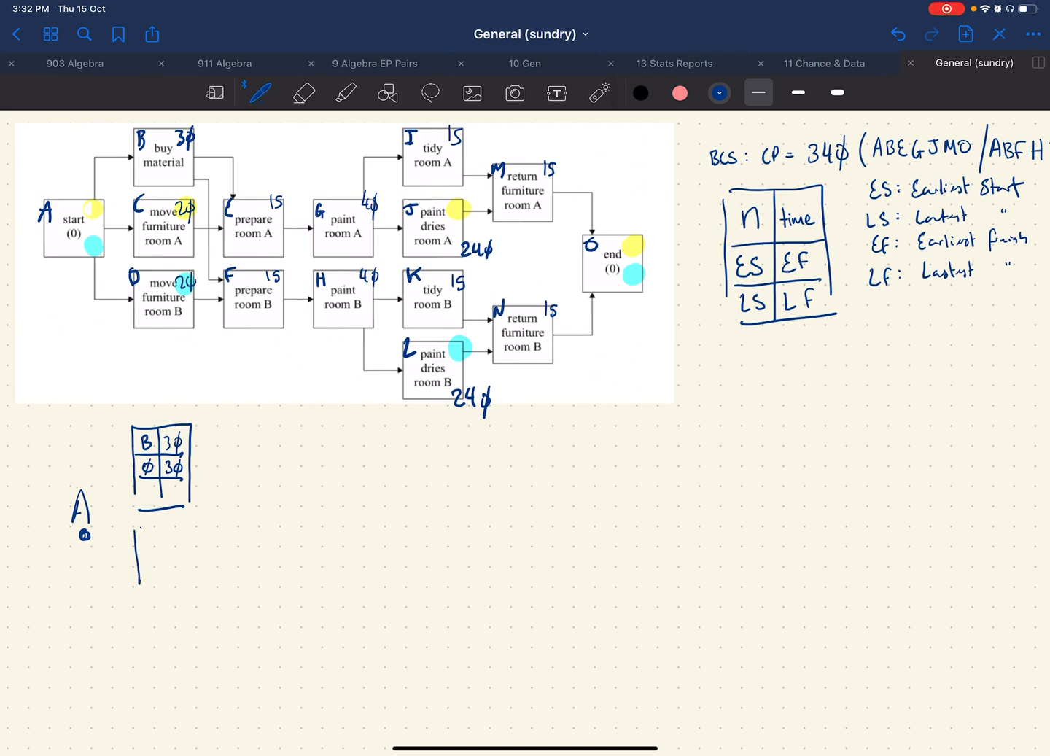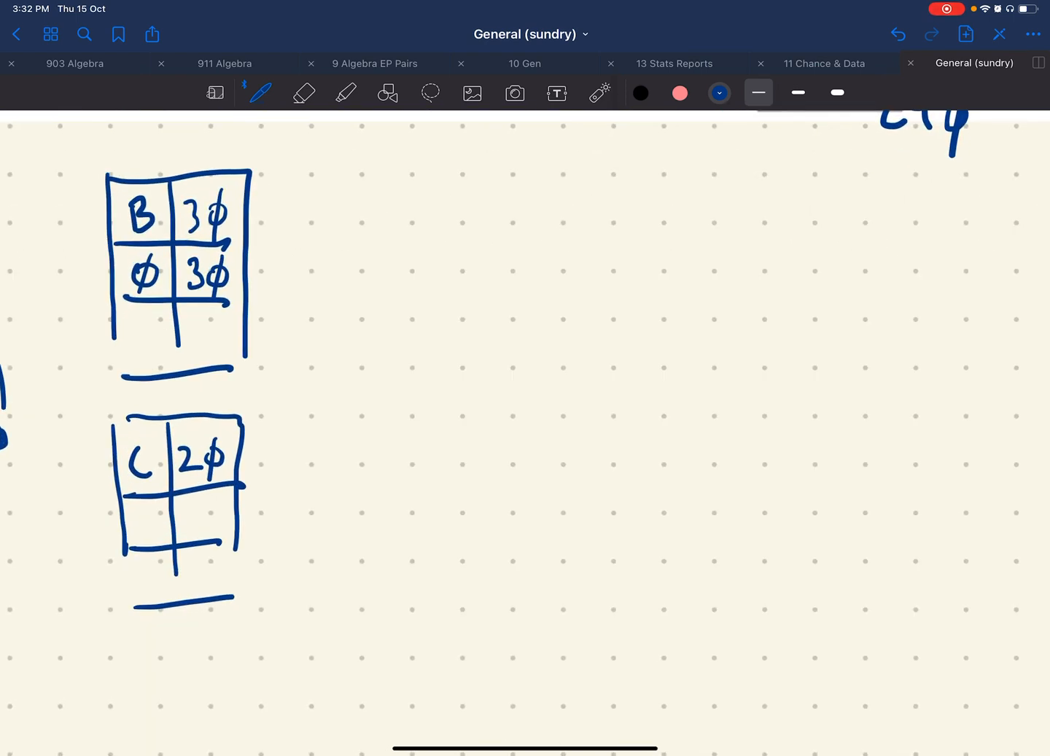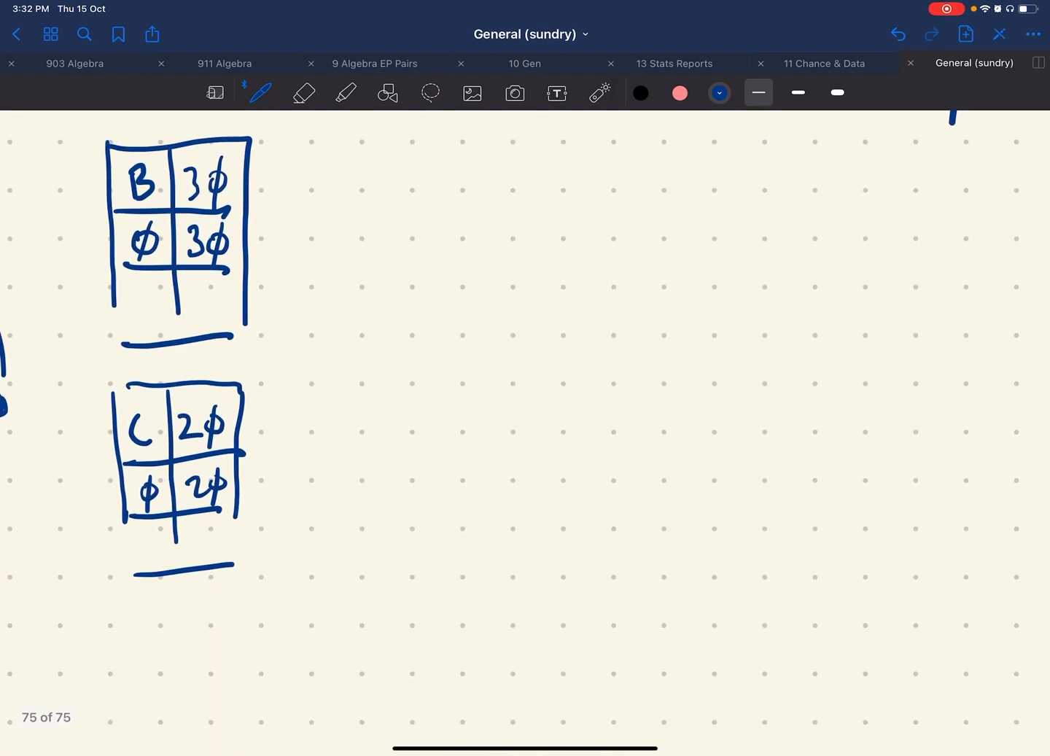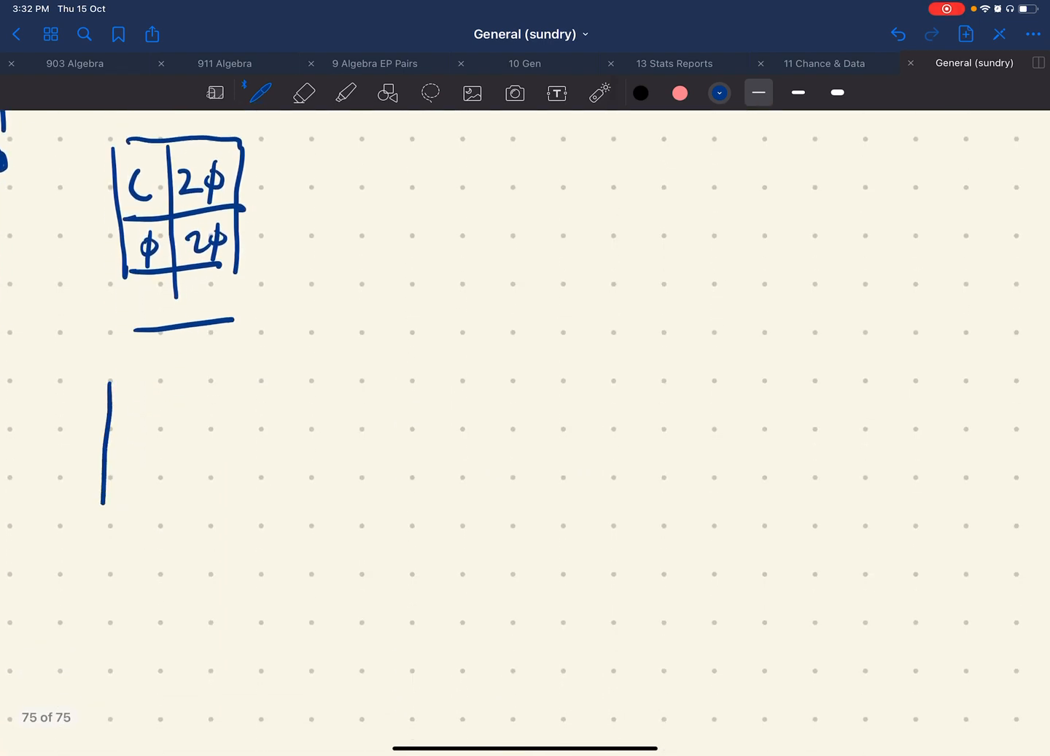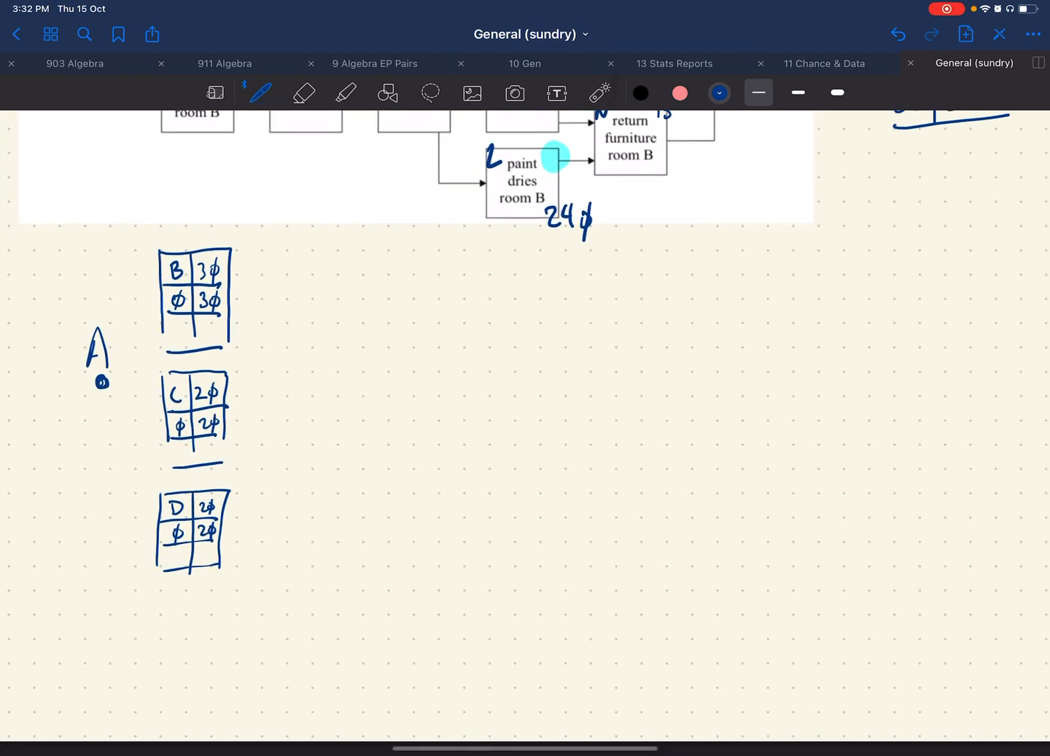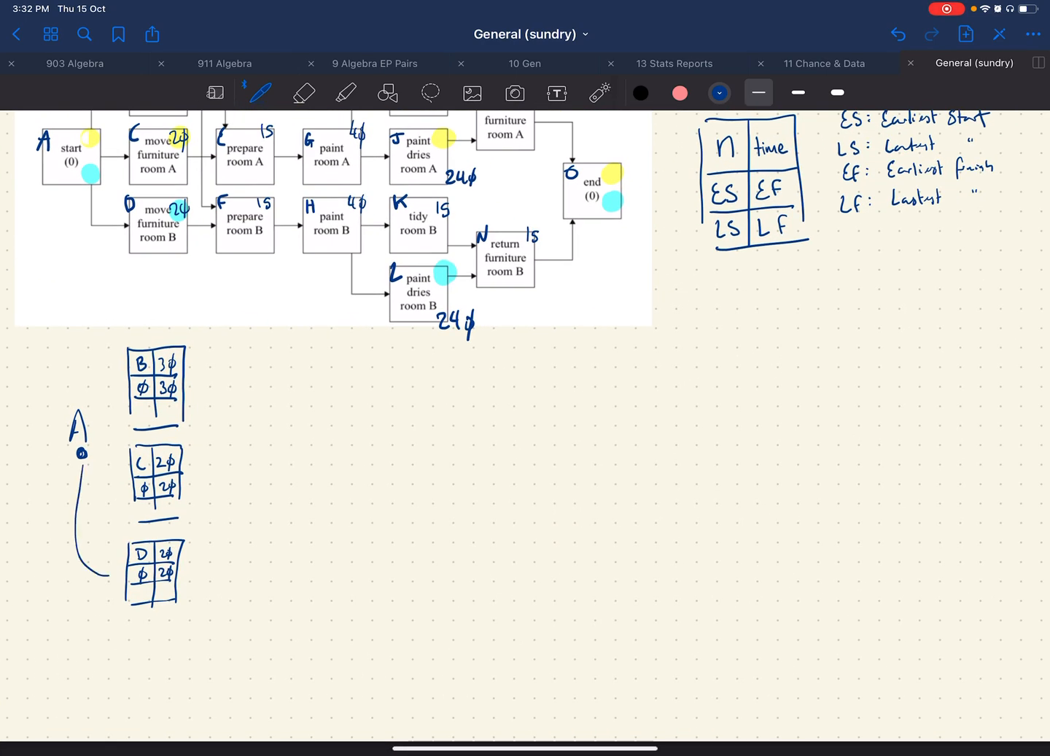But below that, we can do C. Now yours is probably going to look a lot neater than mine. 0 and 20. And then D, it's the same thing. And the reason that we're going to concentrate on the best case scenario is that we are allowed to make assumptions, as long as we're clear and specific about what those assumptions are.